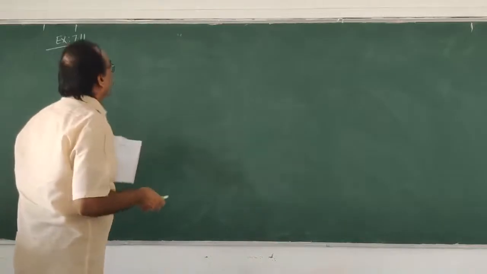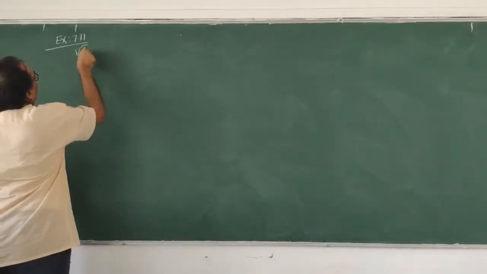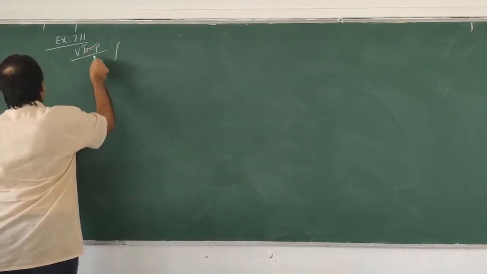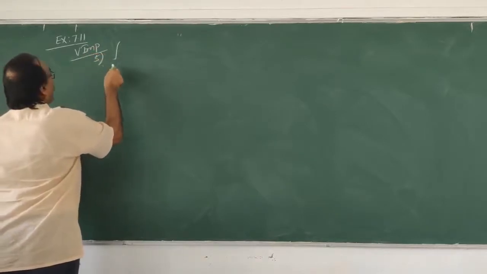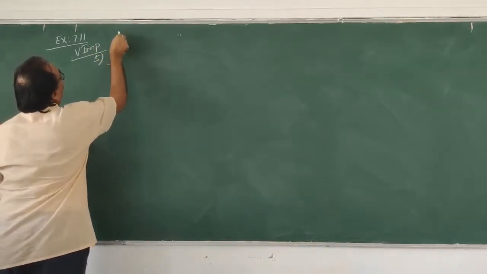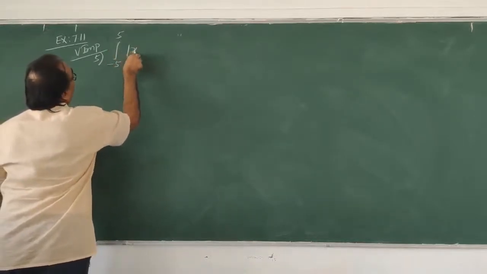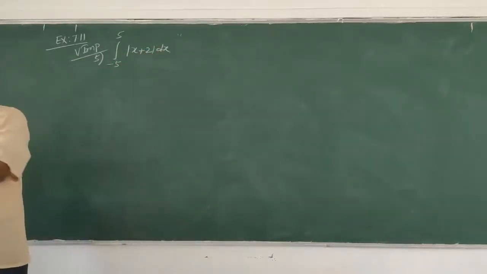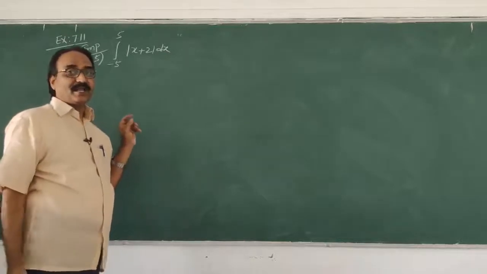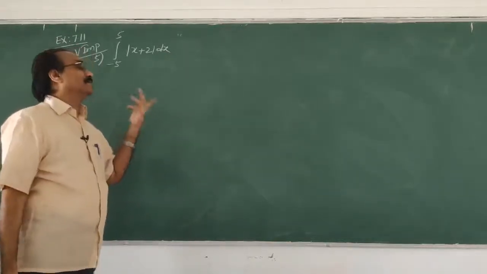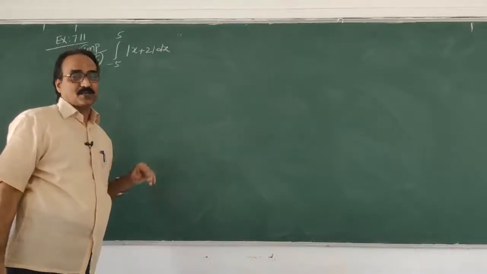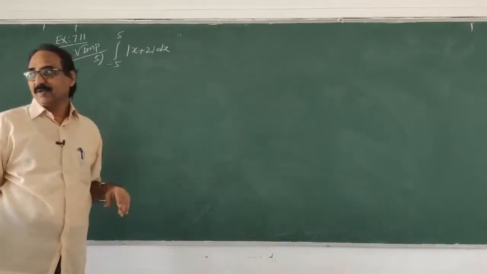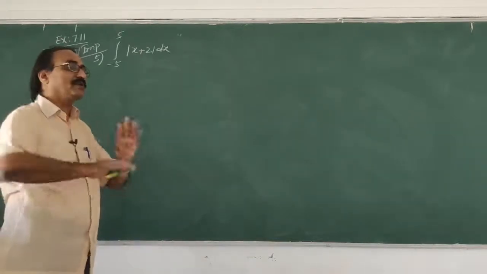Now we are going to problem number 5, which is a very important problem, VIMP from the examination point of view: integral from minus 5 to plus 5 of mod of x plus 2 dx. Again, by the second fundamental theorem, at the beginning I told you whether it is applicable or not in this case, you have to see. But it is a linear function, modulus, so no problem. Its domain is always the real numbers. Whatever value you substitute, it is defined only. So we don't have such problems.